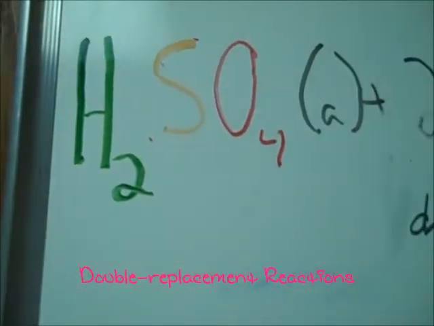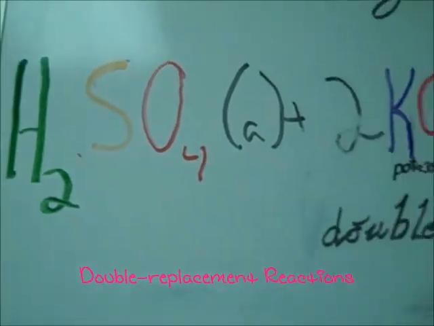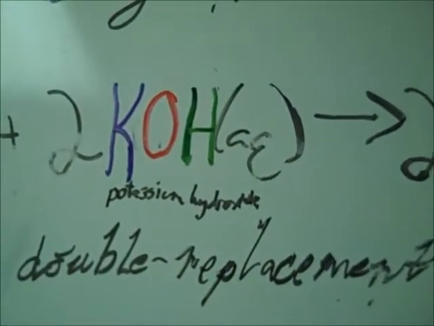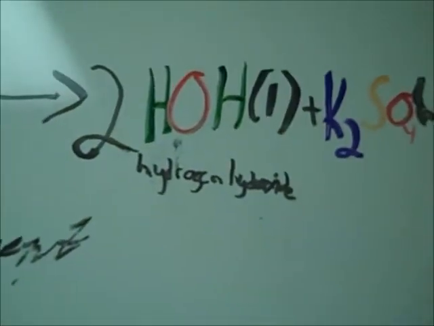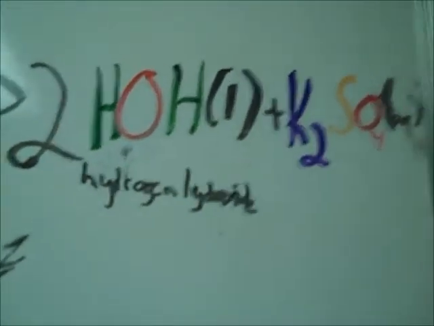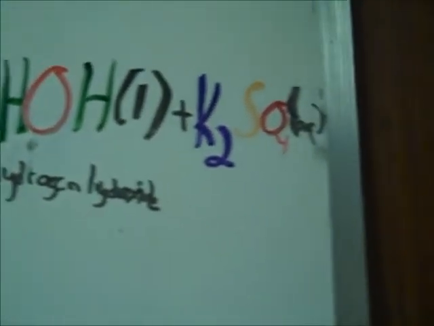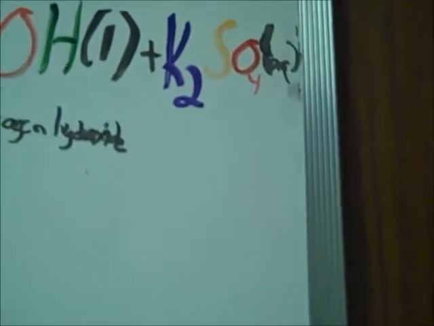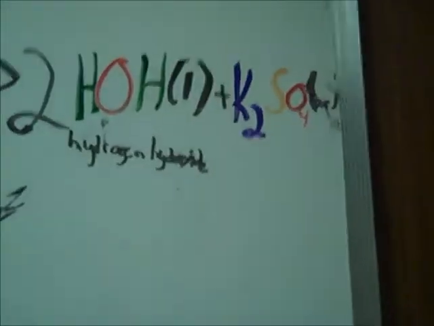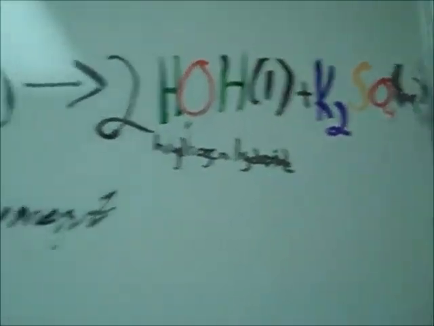Double replacement. We start with dihydrogen sulfate, aqueous, plus 2 atoms of potassium hydrate, aqueous also, and they combine to become 2 atoms of hydrogen hydride as a liquid plus dipotassium sulfate, aqueous. This is double replacement because in the end we have 2 new compounds.